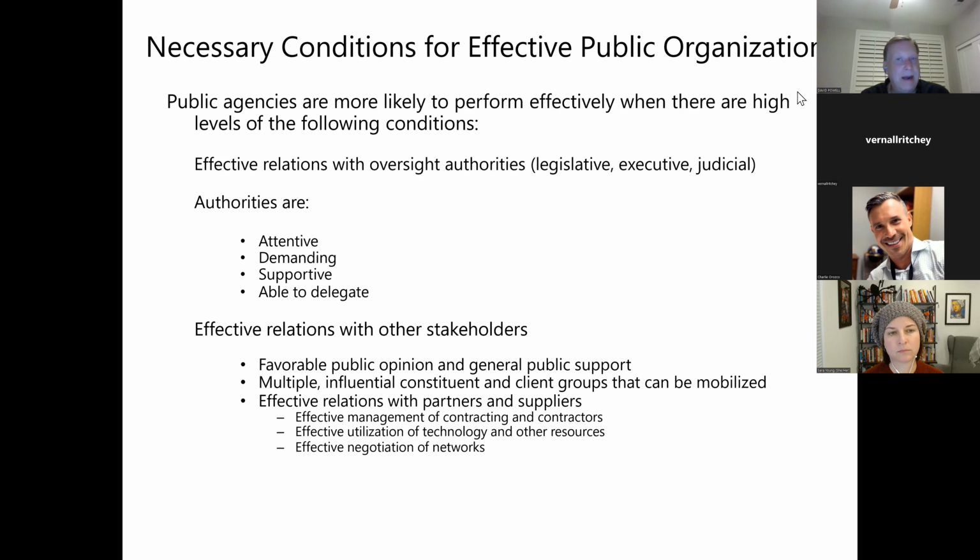The more they micromanage, the more difficult it is for us to be effective as organizations. We also have to have effective relationships, not just with our oversight authorities, but also with other stakeholders, with the public. We need to have favorable public opinion, as Charles Goodell told us in the case of bureaucracy. We have to have support from the public. We need to have multiple influential constituent and client groups that can be mobilized if the organization needs to mobilize them.